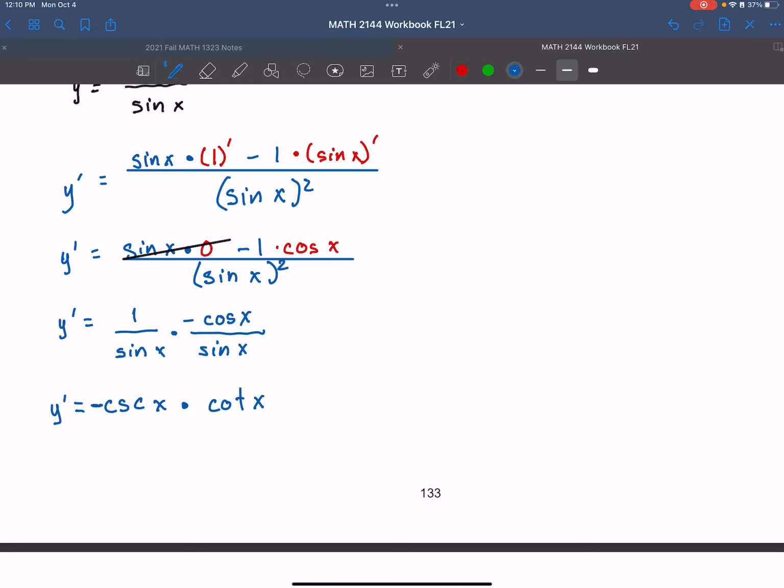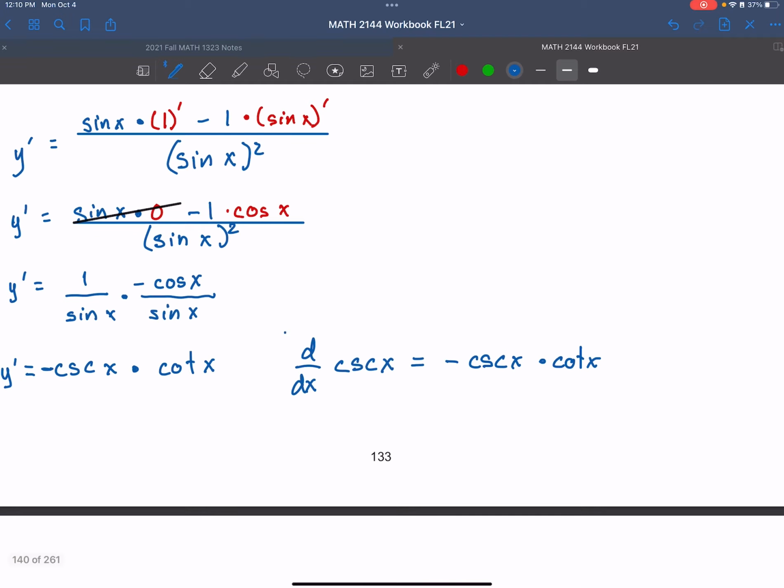expression. So maybe more commonly, just to kind of put this all together, the derivative of cosecant of x is minus cosecant of x times cotangent of x. So this right here is another rule for the derivatives. So we now know about sine and cosecant.